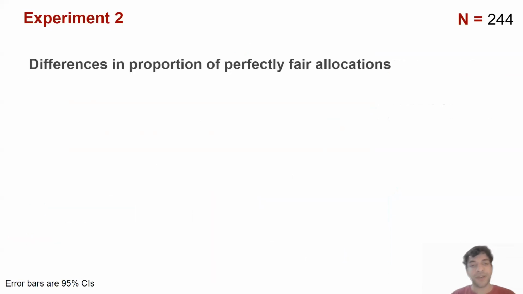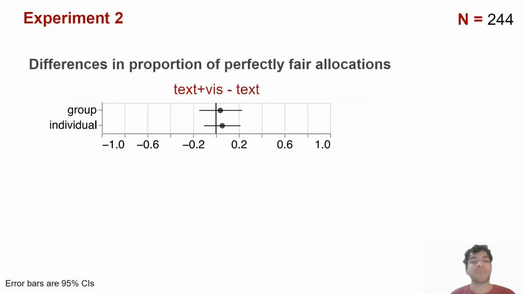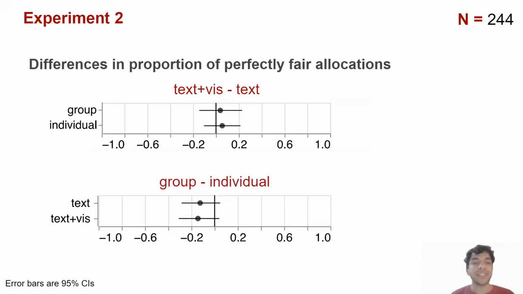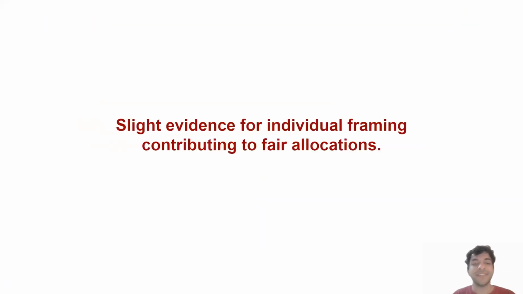Let's take a look at the pairwise differences between the conditions. We didn't find an effect of presentation format on the proportion of fair allocations, but we did find weak evidence that individual framing might have yielded slightly more fair allocations than the group framing, for both presentation formats. We have some evidence for individual framing contributing to fair allocations.